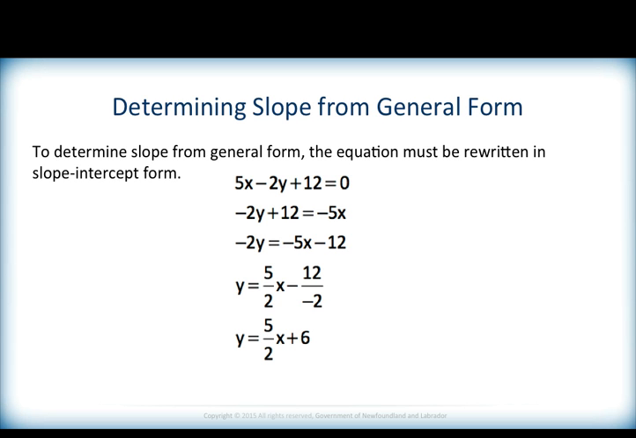So starting off with 5x subtract 2y plus 12 equals 0, you can first move the x variable by subtracting 5x on both sides. Next, we will move the constant of positive 12 by subtracting 12 on both sides. This will produce negative 2y equals negative 5x subtract 12. In order to isolate the variable y and get it by itself, you divide both sides by negative 2, resulting in y equals 5/2 x plus 6.